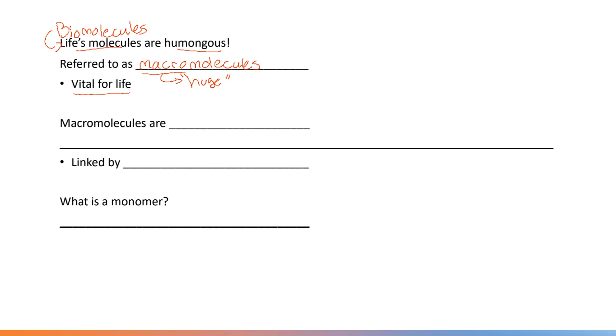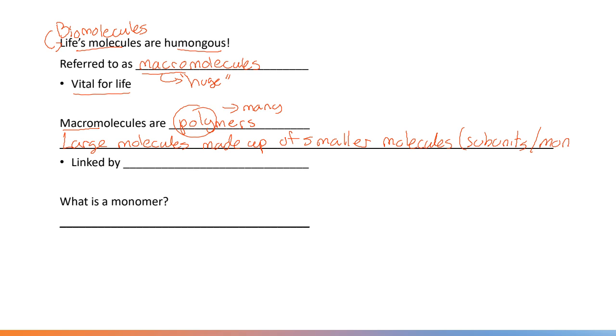and what they are made of. So, macromolecules, since they are huge, we're going to call those polymers. And poly really means many. Many subunits. So macromolecules are called polymers. These are going to be large molecules made up of smaller molecules. We also call them subunits. We also call them monomers. That's the key word, monomers, put together. So, macromolecules are large molecules made up of smaller molecules put together.